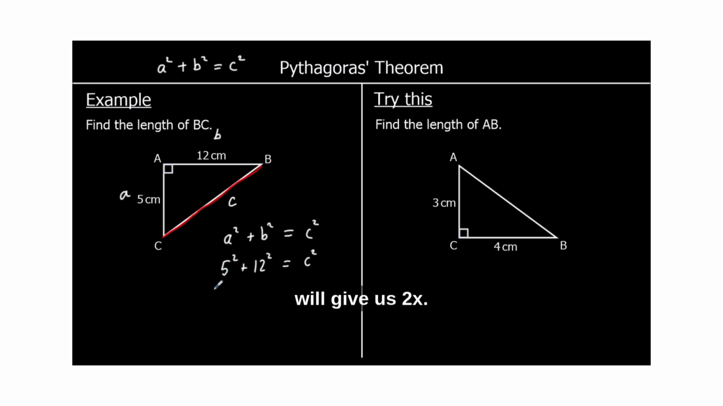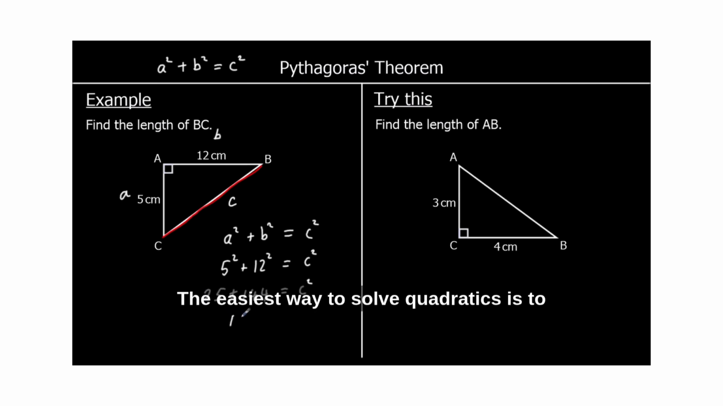And 5 squared is 25. 12 squared is 144. So 25 plus 144 equals c squared. 25 plus 144 is 169. So c squared is 169.